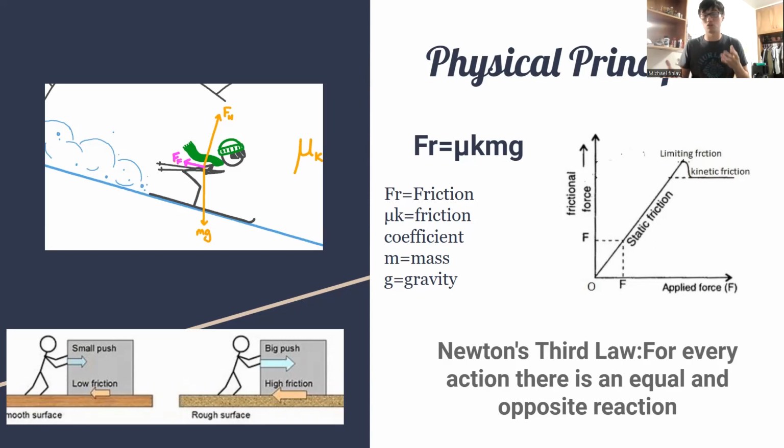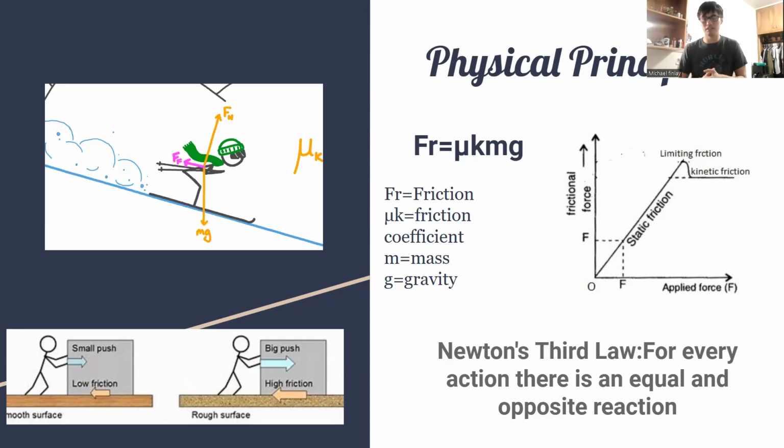Now, that depends on what objects are being pushed up against each other. So mine's like rubber and cardboard. That's one coefficient. That's going to be different between rubber and cloth. That's going to be a different coefficient. And that coefficient basically determines how big the force is.